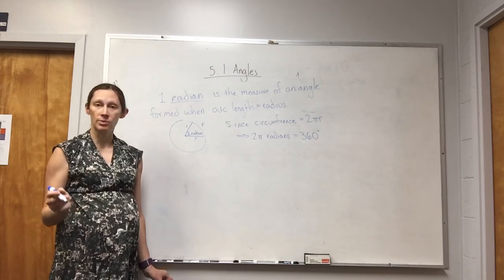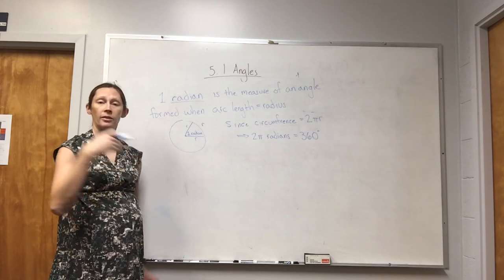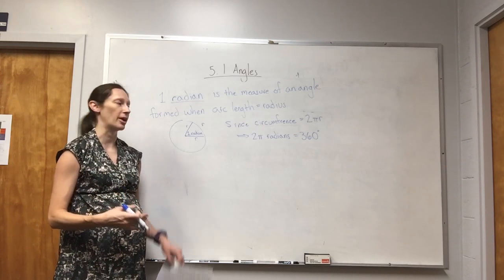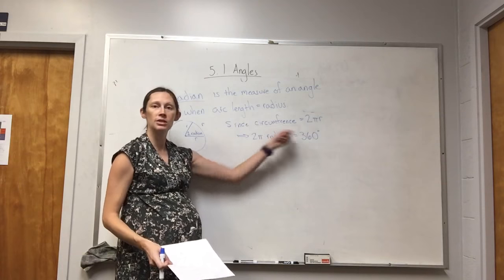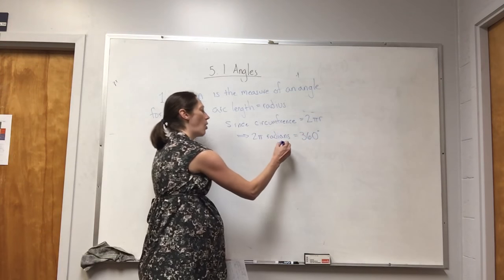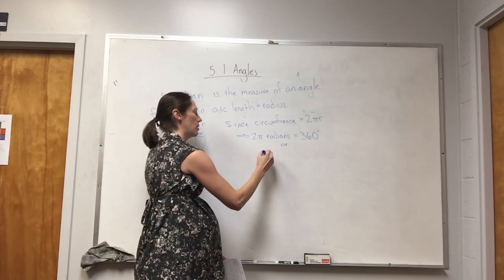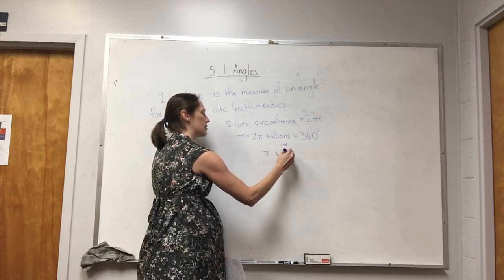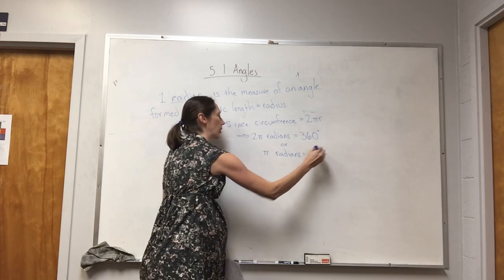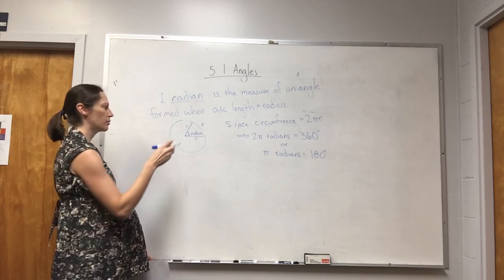Well, 2 pi radians is 360 degrees, okay? So what I'm trying to do here is get an equivalence, right? Like 3 feet is a yard, 12 inches is a foot, okay? Here's our equivalence between these two measurements. 2 pi radians is 360 degrees, or this simplifies, they're both having a factor of 2. I can say pi radians is 180 degrees.